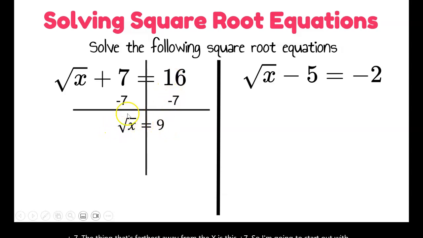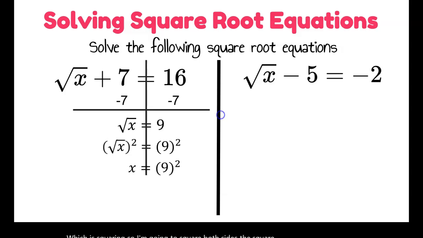and I want to get rid of this square root. So I have to do the opposite of a square root, which is squaring. So I'm going to square both sides. The squaring of a square root will cancel it out. So I'll have x equals 9 squared. And since 9 squared is 81, because that's 9 times 9, my answer is that x equals 81.